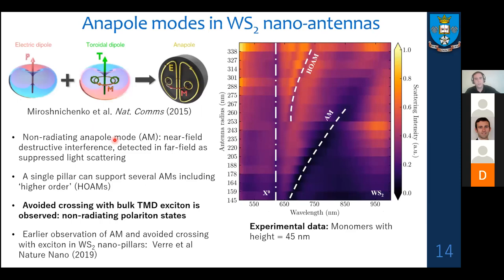Going on from that, we observed some anapole modes in our tungsten disulfide nano antennas, which are non-radiating modes. Similar to a previous report, they show indication of strong coupling as the mode approaches the neutral exciton line in tungsten disulfide, which is this anti-crossing shown here in the higher order anapole mode and slightly for the anapole mode. But this non-radiating mode can be used for enhancing the electric field inside the structure, which is interesting for nonlinear optics.